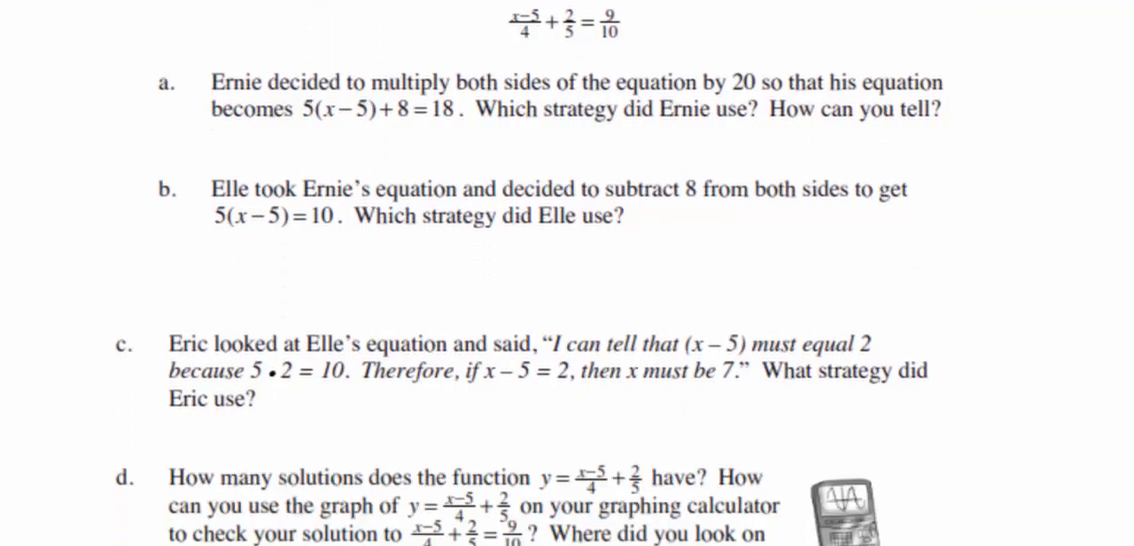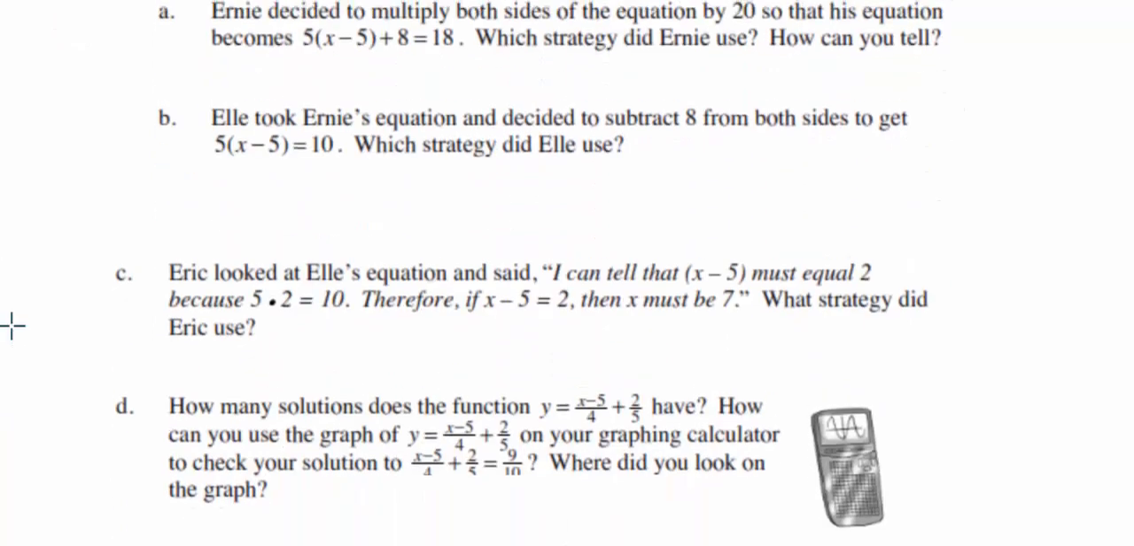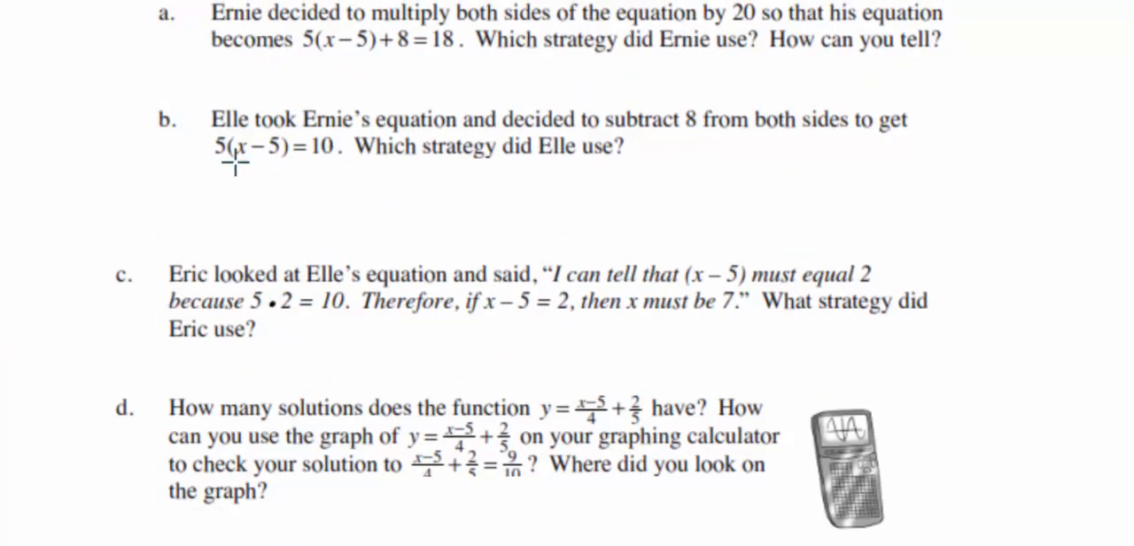Eric looked at Elle's equation and said, I can tell that x minus 5 must equal 2 because 5 times 2 is 10. Therefore, x must be 7. What strategy did he use? He was looking inside the original equation, right? We can still see it right here. He was saying, what does this have to be to get 10? So he was looking inside.